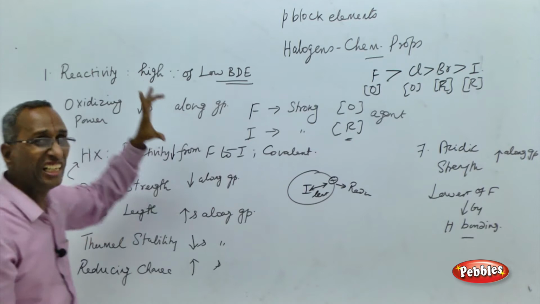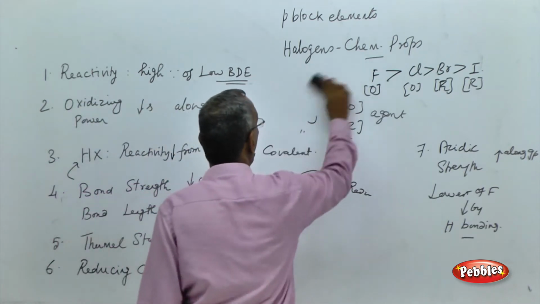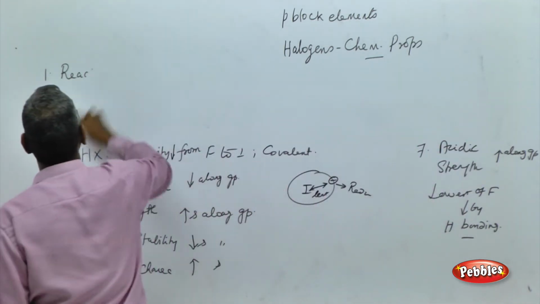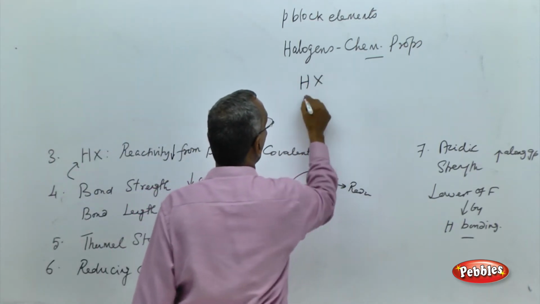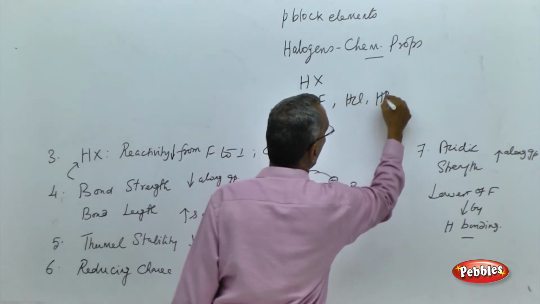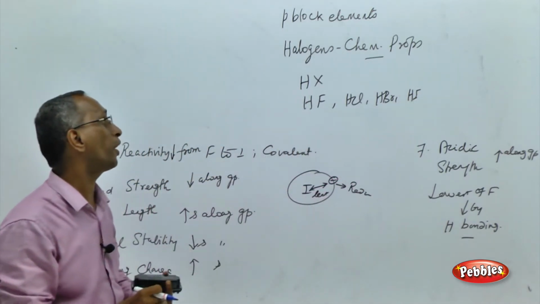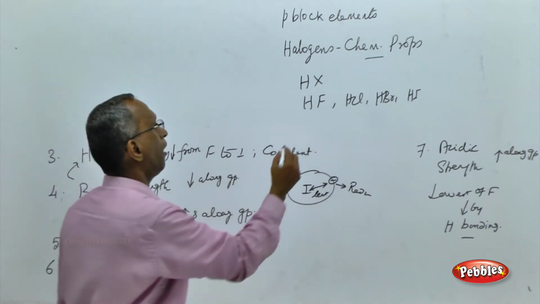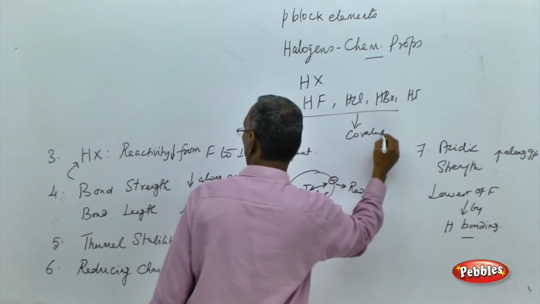Now these are about the individual halogens. Next is the type of halogen compounds. Standard types of halogen compounds are hydrogen halides. X stands for halogen. Hydrogen halide means HX. So HF, HCl, HBr and HI. Hydrogen fluoride, hydrogen chloride, hydrogen bromide, hydrogen iodide. So all these are covalent compounds.